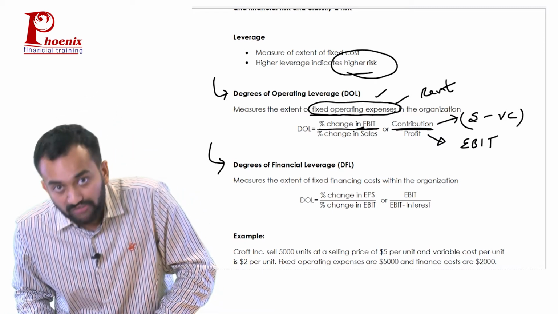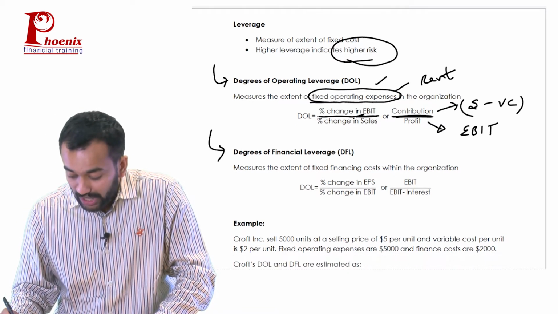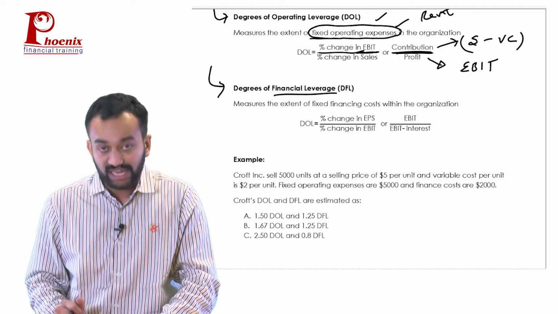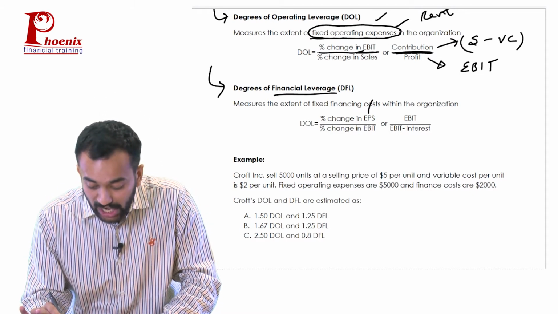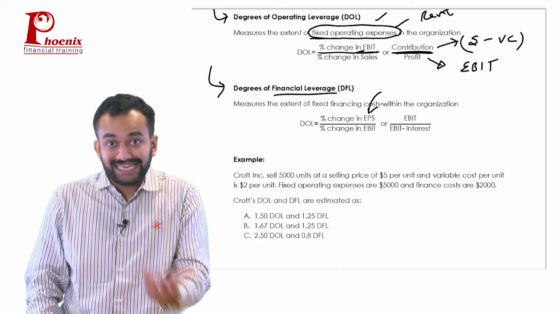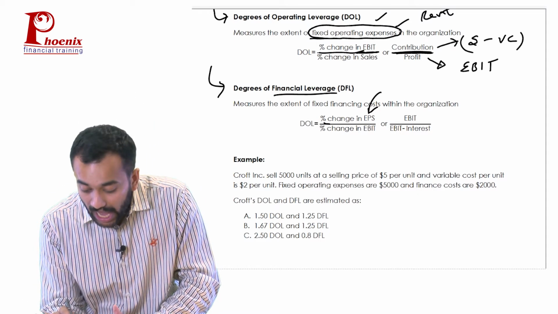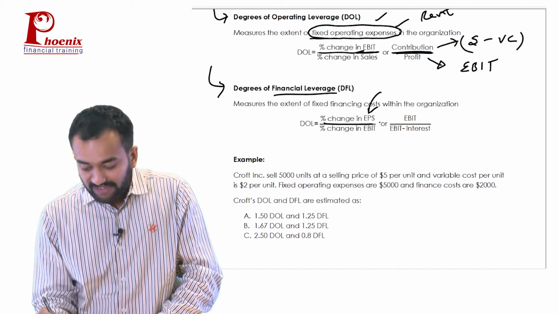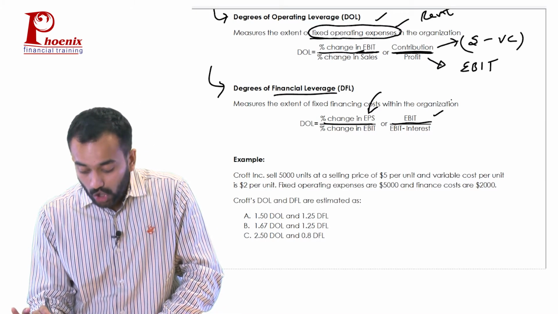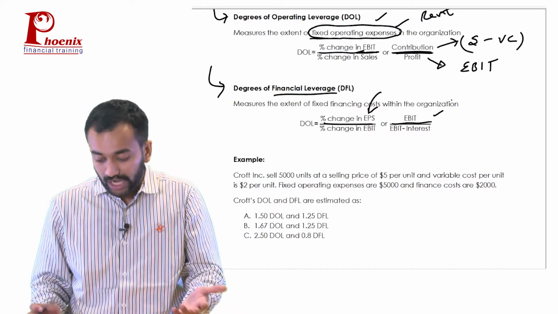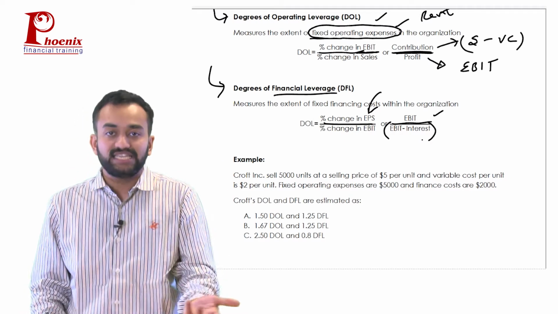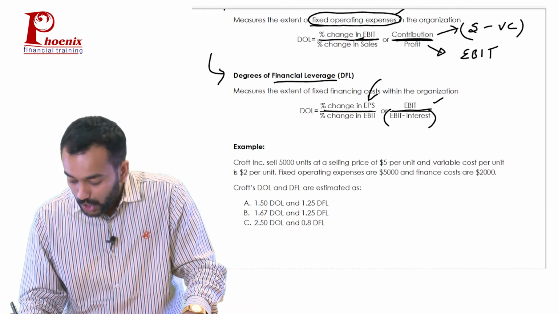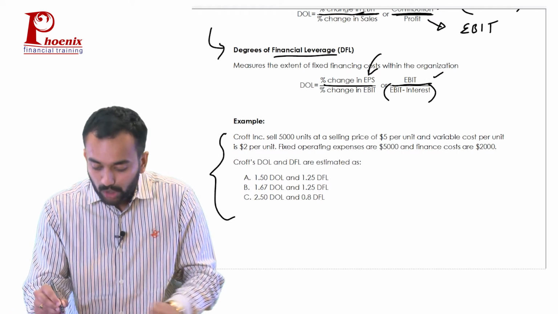Another measure of leverage is what we call degrees of financial leverage, DFL, which measures the percentage change in your underlying earnings, the net income, compared to the percentage change in your operating profit. You could alternatively calculate this as your EBIT, which is the operating profit, divided by the EBT, which is the operating profit less interest.